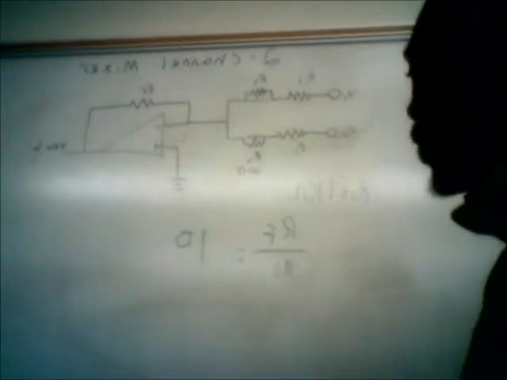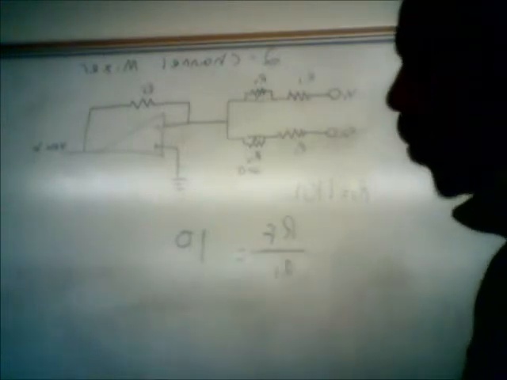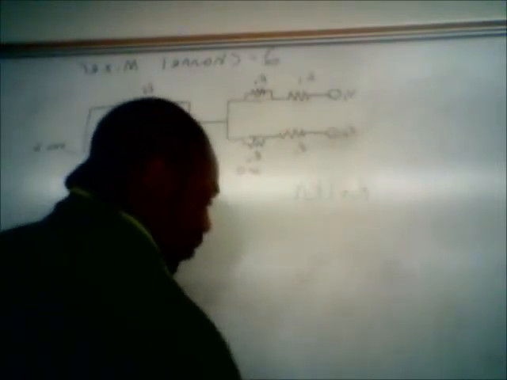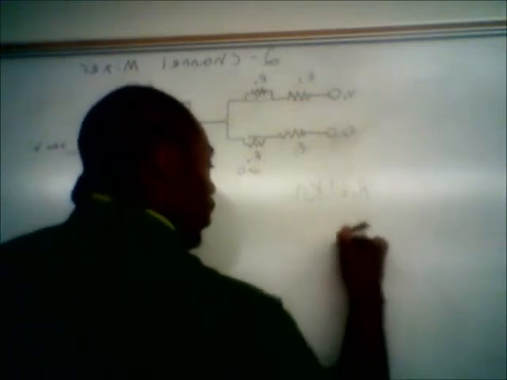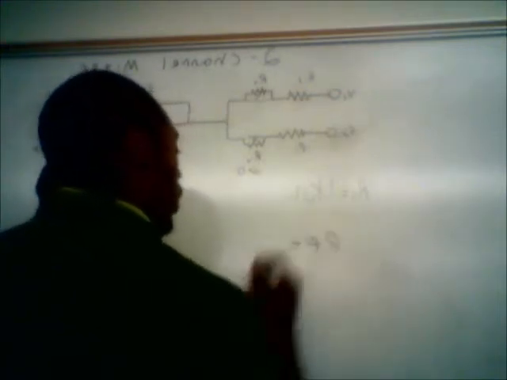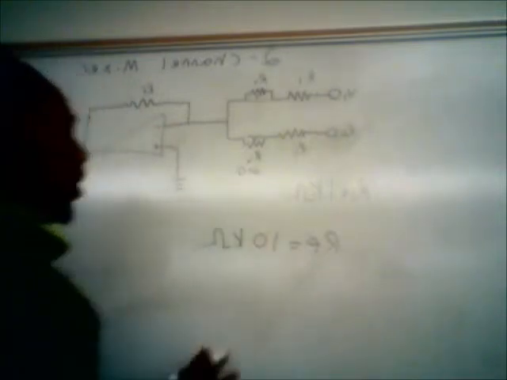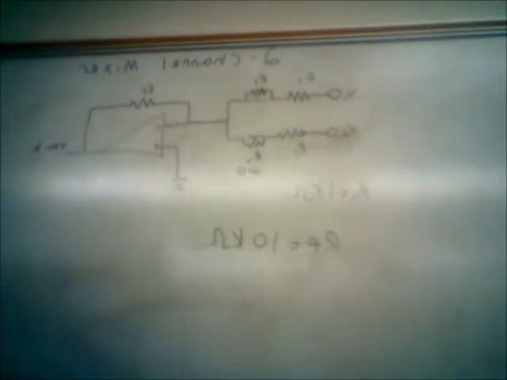I think this will give us a nice value for RF here. So if R1 is 1 kilo ohm, that gives us an RF equals 10 kilo ohms. And you can see the ratio 10 over 1 is 10. So we got our max gain of 10.